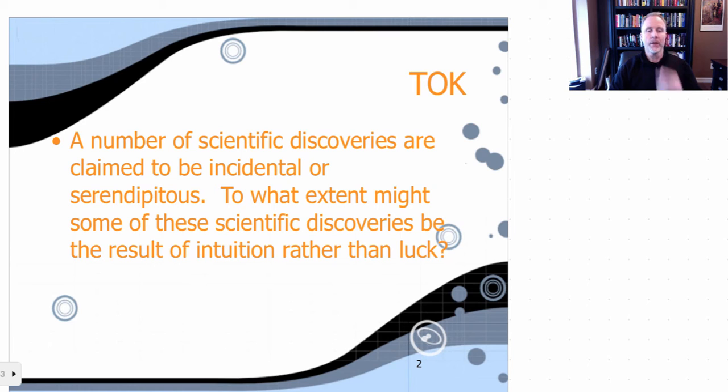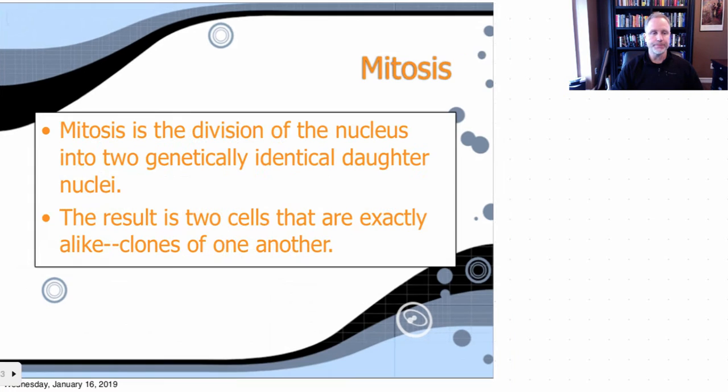Okay, so there's a TOK component here, and what I need you to do is write down your answer to: a number of scientific discoveries are claimed to be incidental or serendipitous. To what extent might some of these scientific discoveries be the result of intuition rather than luck? So take a second, write that down in your notebook, and then we'll discuss it in class, okay?